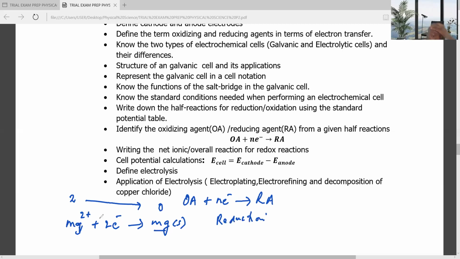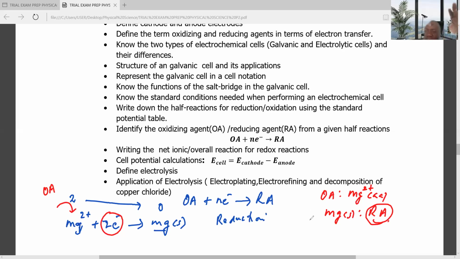Now, listen to me, where there is a number of electrons added to a substance, that substance is our oxidizing agent. So in this reaction, the oxidizing agent is the magnesium ion because it has the ability of gaining electrons. Then magnesium as a solid is the reducing agent. Very important. But there are cases where we have two reactions, and one is a stronger reducing agent than the other. But we'll talk about that.